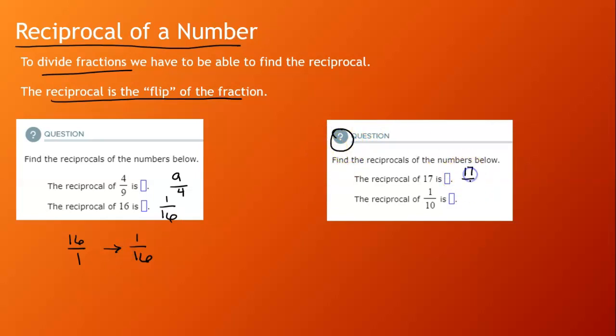You should have rewritten that as 17 over 1, and then the reciprocal should have become 1 over 17. The reciprocal of 1/10 is 10 over 1. Nice job.